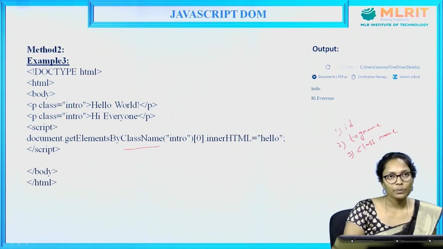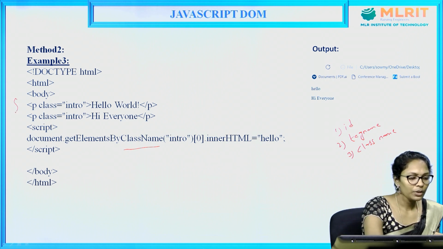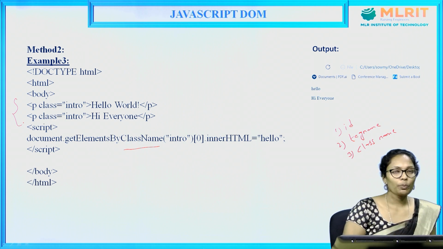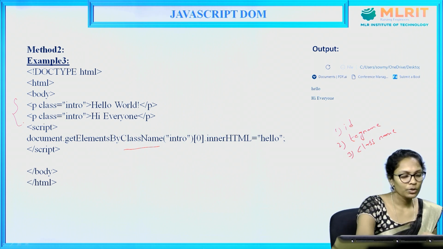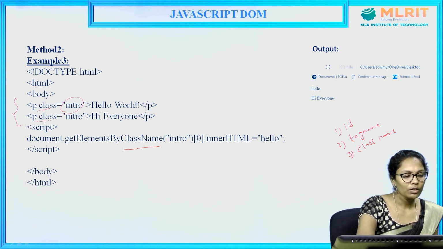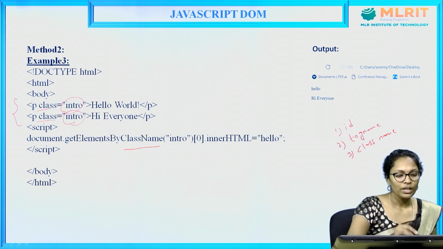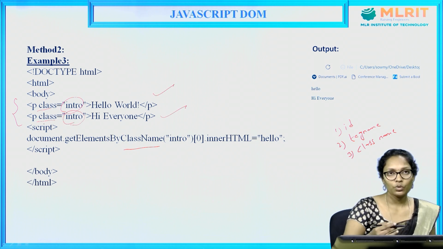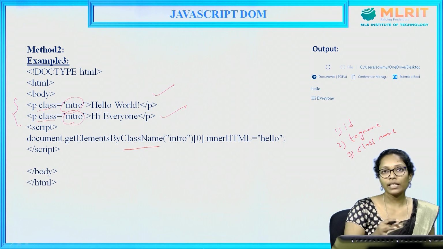For example, in this program, if you see, I have taken 2 paragraphs here. For these 2 paragraphs, I am giving a common class name. So the class is equal to intro and here also the class is equal to intro. So hello world, hi everyone. So these are the text I am expecting as the output.